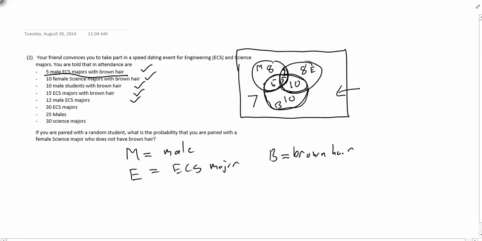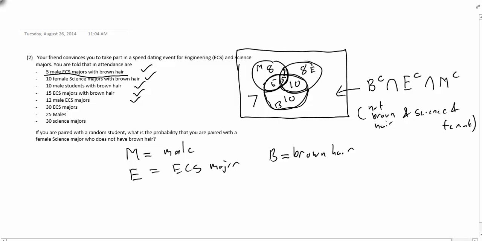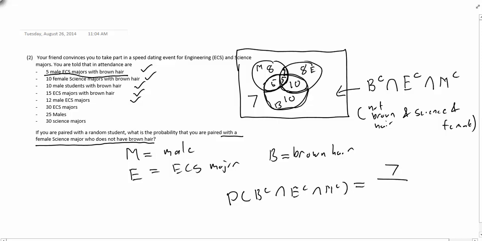If we wanted to classify those students, we would say they don't have brown hair, so they're in brown complement. They're also not engineering majors, so they're in E complement. And they're also not males, right? Or in words, we could say that they're not brown hair, and the complement of engineering here would be science, and the complement of male here would be female. And if we look down at what the question is asking us, what's the probability that you're paired with a female science major who does not have brown hair? Well, that's exactly the event we want here, E complement intersect M complement. And we know that there are 7 students in that bubble.